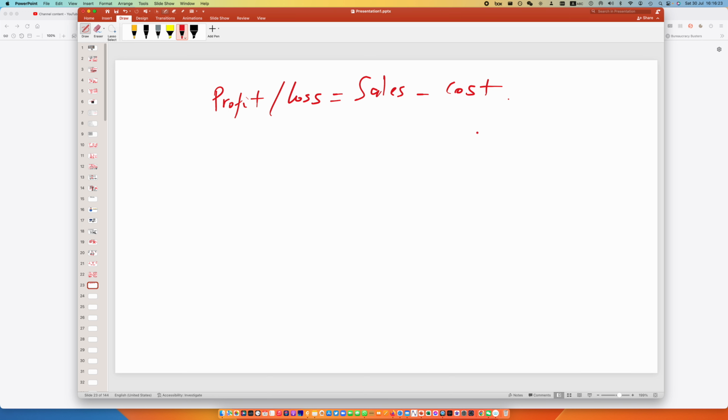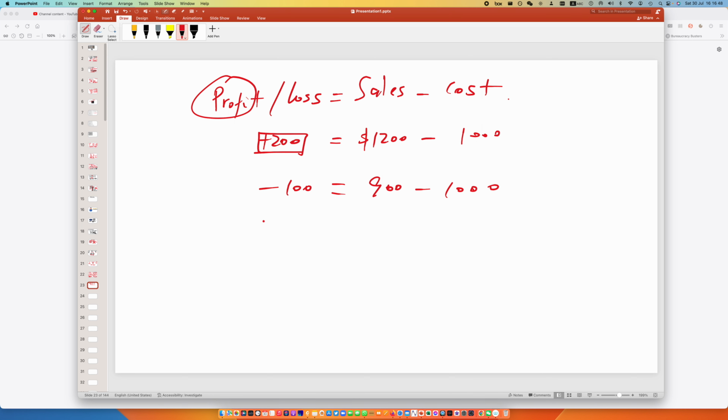Let's say you buy a handphone at $1,000, which is the cost. Let's say you manage to sell your phone at 1,200. So you get a positive $200, and this is a profit. If you cannot sell it for more than 1,000, let's say you sell it at 900, it will be a minus $100. So this will be a loss. It depends on whether you get a positive value or a negative value.